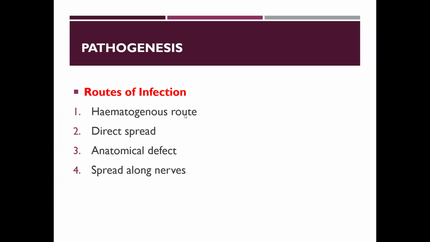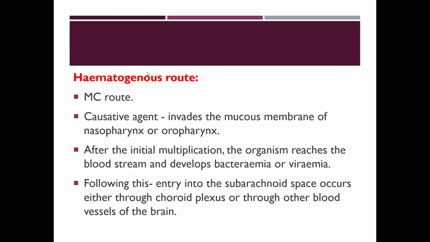Pathogenesis. How do these bacteria or viruses cause meningitis? How does this particular microorganism cause meningitis? How do they enter? They may enter by the hematogenous route or direct spread, or in case of any anatomical defect, or they spread along the nerves. The hematogenous route is the most common route.